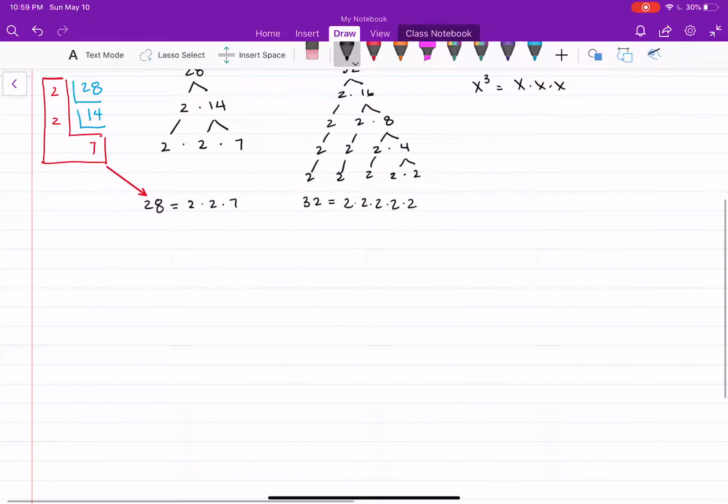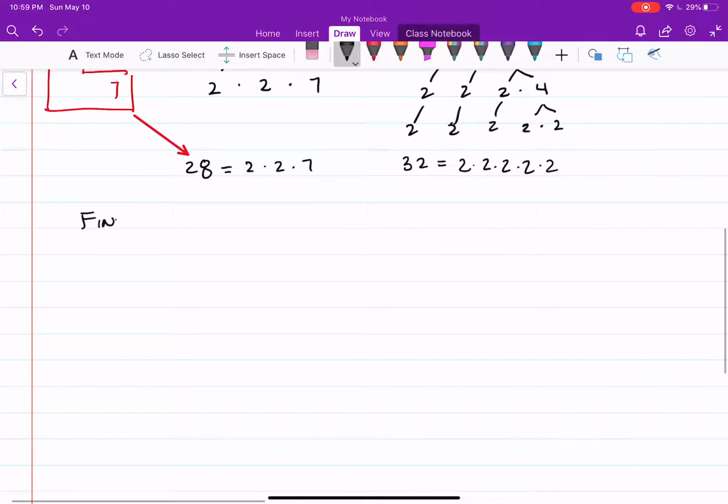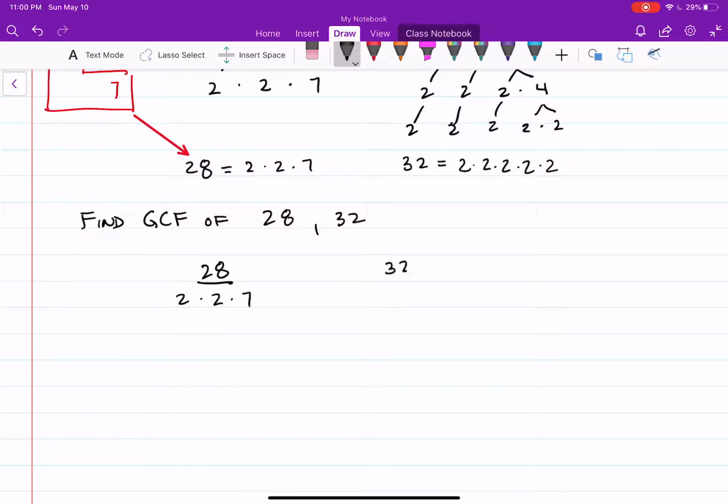All right? So let's say the problem asked me to find the GCF of 28 and 32. Well, I know that 28 is equal to 2 times 2 times 7, and 32 is 2 times 2 times 2 times 2 times 2. So what I want you guys to look at is this. I want you to look at 28 and 32 as like a basket or 2 bins.